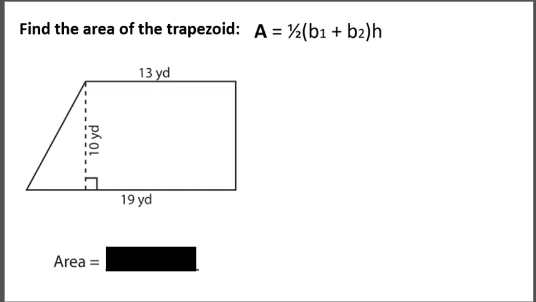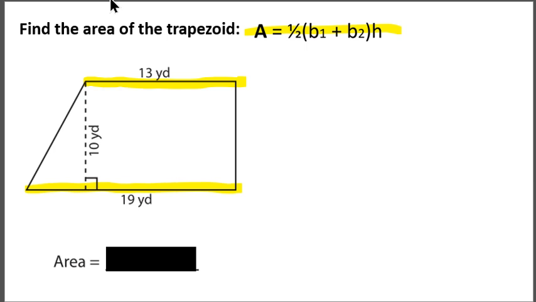That's right, today we're going to be talking about how to find the area of the trapezoid using that formula. That's 1/2 base 1 plus base 2 times the height. So first of all, we have to identify the bases. Now the bases are simply the parallel lines.